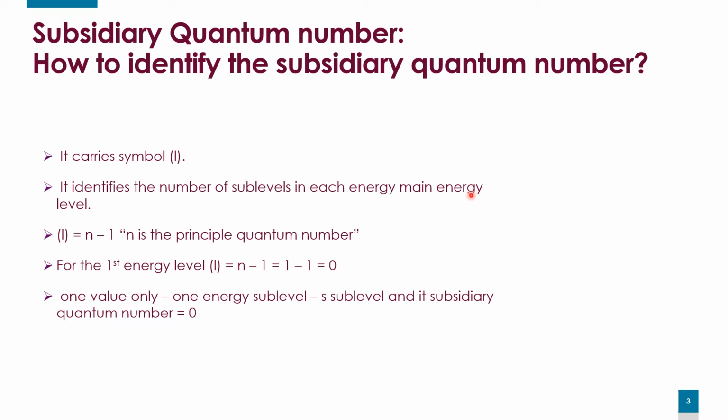How do we identify the subsidiary quantum number? Actually, we have this rule: L equals n minus 1. What is n? n is the principal quantum number.